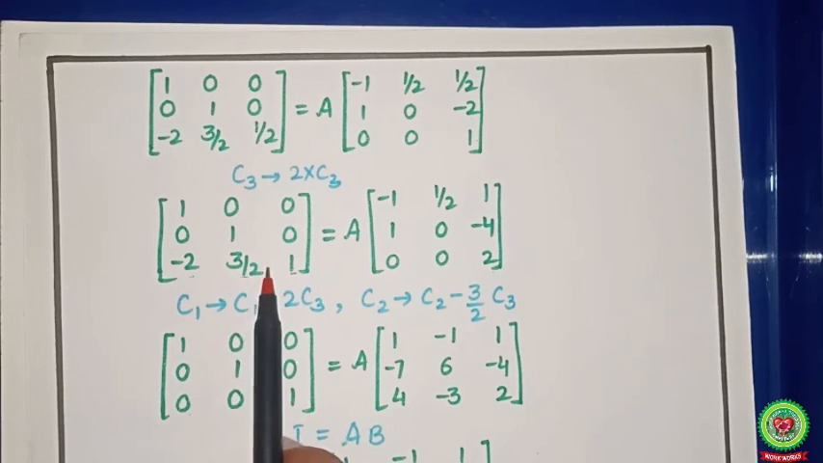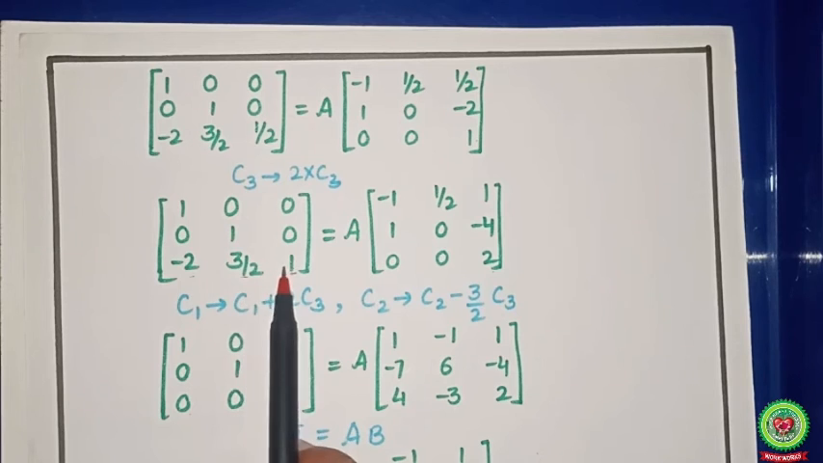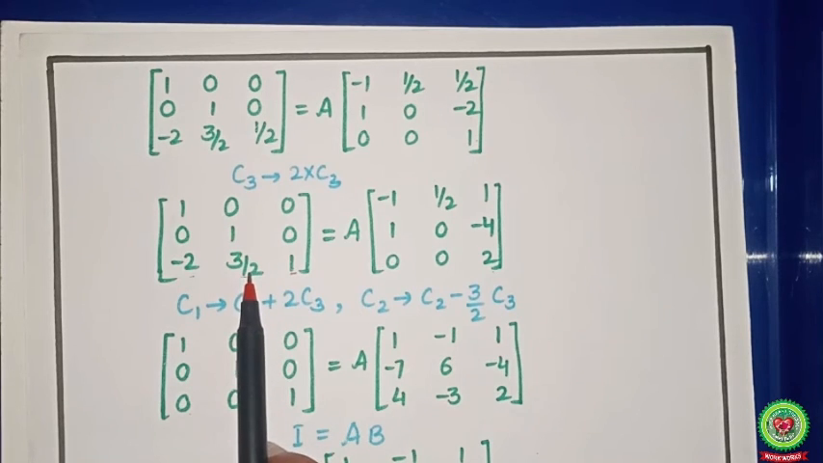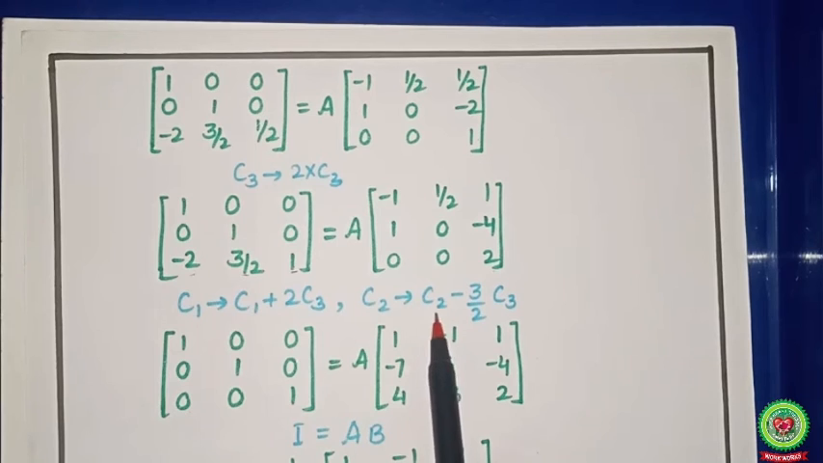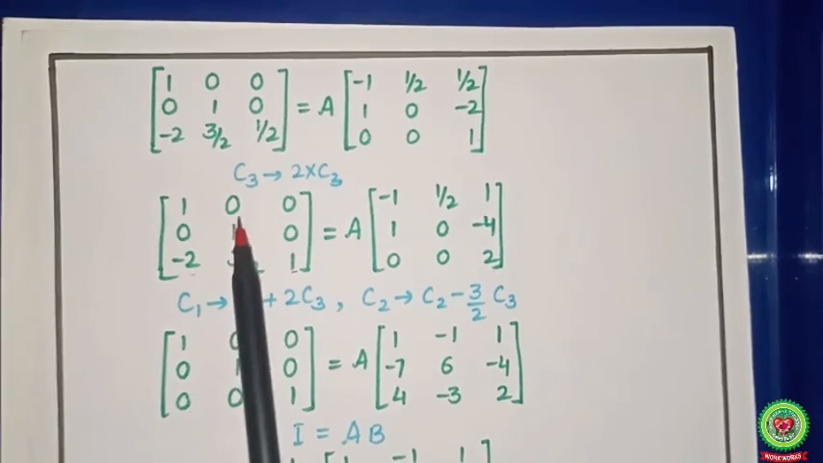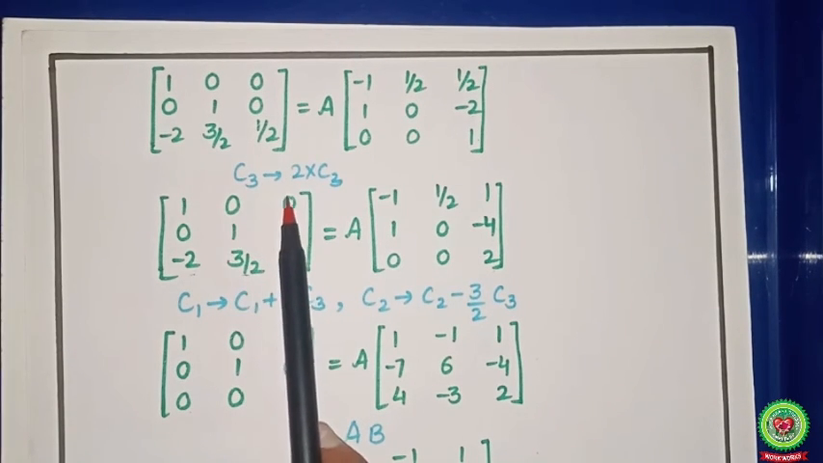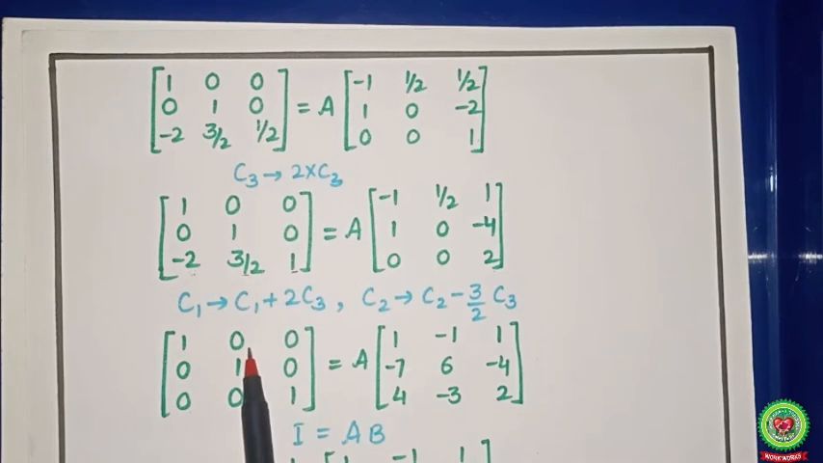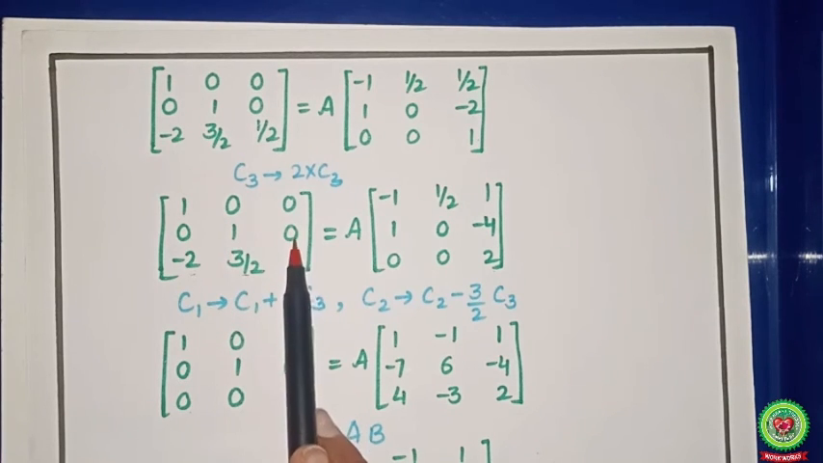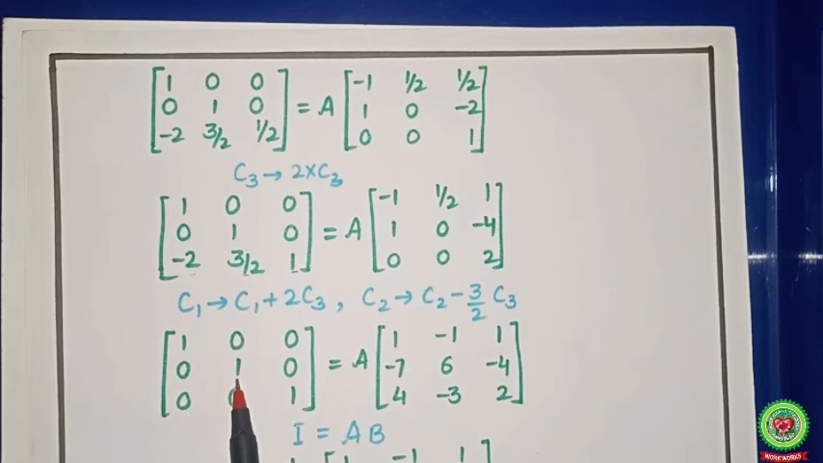Now look at the second column. In the second column it is 3 by 2. So when you subtract 3 by 2 from 3 by 2, it will become 0. So the operation will be column 2 changes to column 2 minus 3 by 2 column 3. So first one, 0 minus 3 by 2 of 0, answer will be 0. 1 minus 3 by 2 of 0, answer will be 1. 3 by 2 minus 3 by 2, it will be 0. And third column as it is.